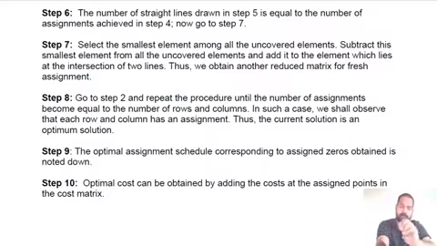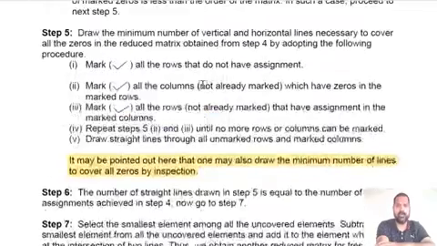So, what did I tell you? You will select the smallest from the uncovered, subtract it from the uncovered, add it to the junction and leave the single covered alone. That is why they haven't mentioned anything about the single covered. Step number 8. Go to step 2. Oh, what is step 2?